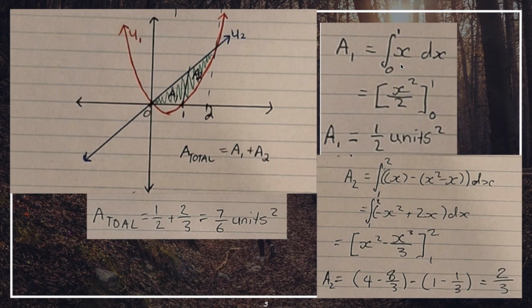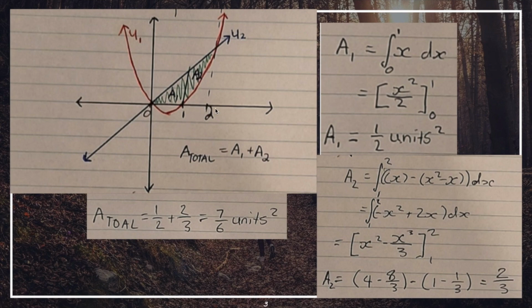Taking the integral of that is just simply x squared over 2 between 1 and 0. Then when we substitute these values in, we get the answer of 1 over 2 units squared. Keep in mind for all these answers we'll be using units squared because we don't have a specified unit.